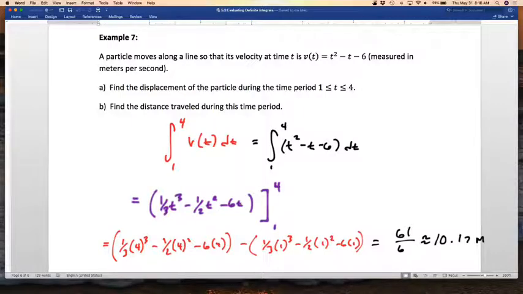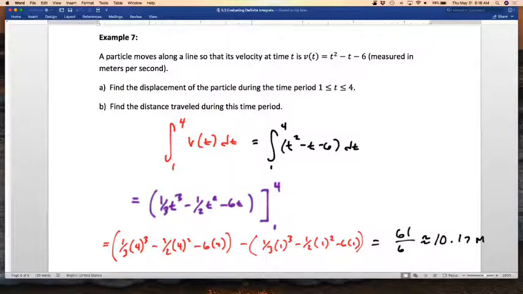Okay? So since this particle is moving along the line, we'd expect that it's to the right. But it really depends on how the person setting this up defines it. When we're looking at a real-life application, that positive direction could be north, could be up, could be west, however you want to set it up. All we know is that we end up, in the end, 10.17 meters to the right of where we began. Sorry, in the positive direction of where we began.